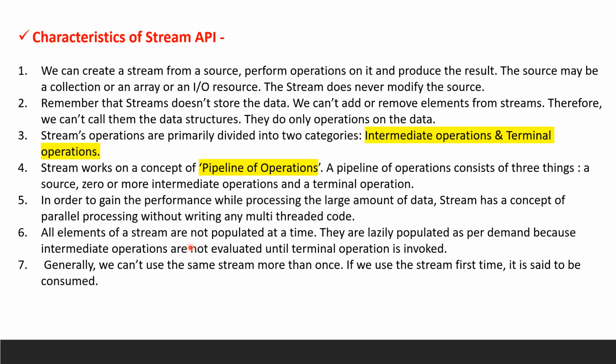And the elements in a stream are not all populated at a time. They are only populated lazily, as per demand, because until the terminal operation is invoked, intermediate operations are not going to be evaluated. And streams cannot be used more than once. If you use one for the first time, it is consumed. So these are the important points to remember while using the Stream API. Hope this clears. Going to the next slide.